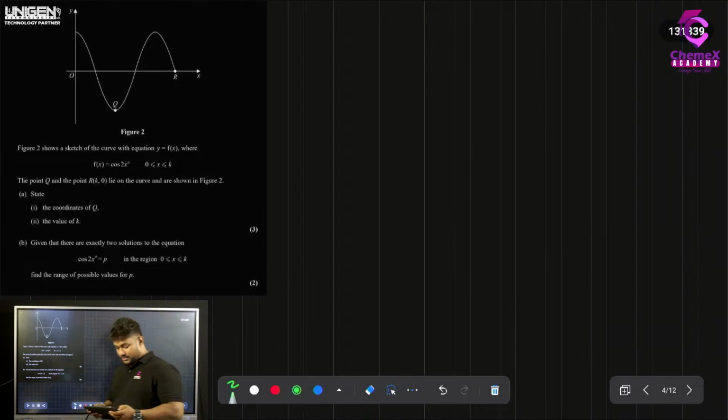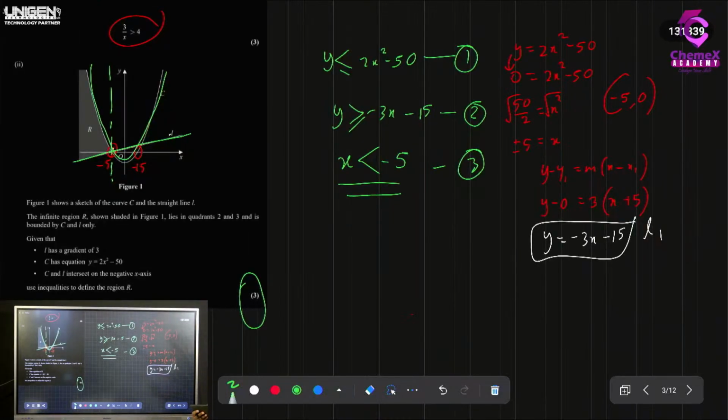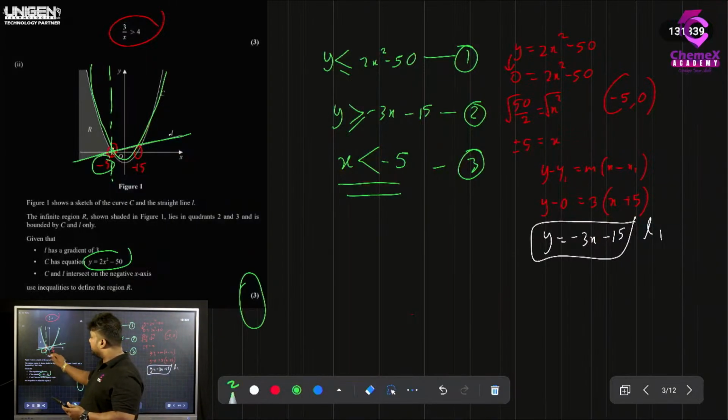Sir, can you explain how you got the equation for L? The straight line. They have given the U-shaped graph. Let y be 0 and find the coordinates of intersection with the x-axis. I got minus 5 and 5.